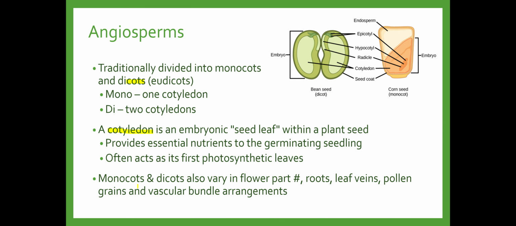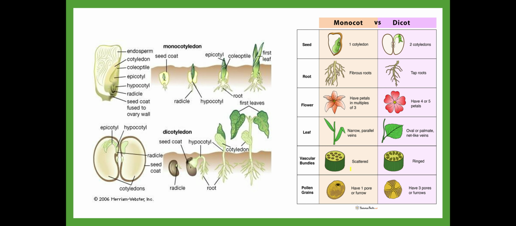In addition to the cotyledons, the monocots and dicots also vary in other structures. And here's a list. In terms of testing, I'm not going to ask you specific questions about a monocot versus a dicot, but you do need to understand that monocots and dicots are going to fit under that angiosperm group. Okay, these refer to flowering plants.